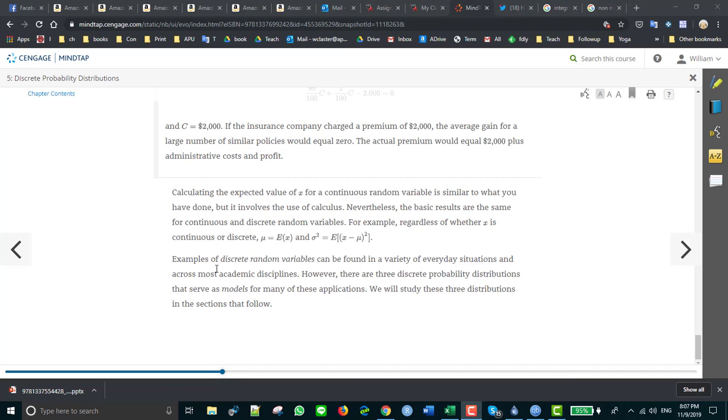And here they say examples of discrete random variables, not continuous, can be found in a variety of everyday situations and across most academic disciplines. However, there are 3 discrete probability distributions that serve as models for many of these applications. We'll study those in the next few sections. Actually, we'll probably only have a chance to study one of them, which is in section 5.2, and we'll do that next.